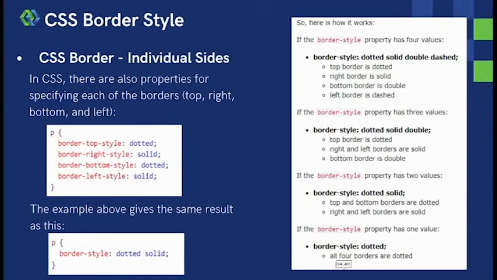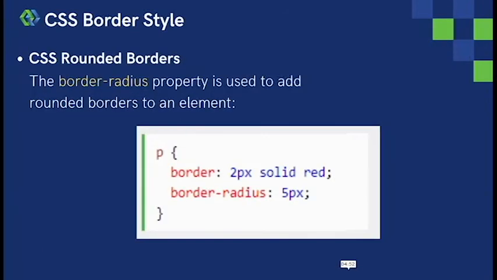So next, we're still on the CSS border style. How are we going to style our borders into rounded borders? The border-radius property is used to add rounded borders to an element. So you're going to use the border radius.